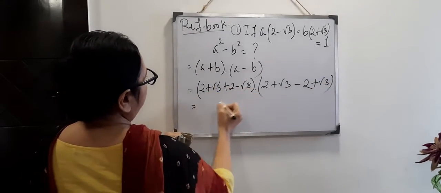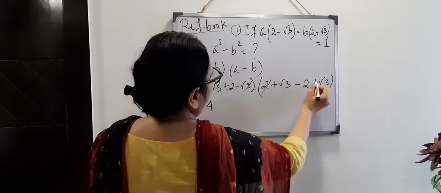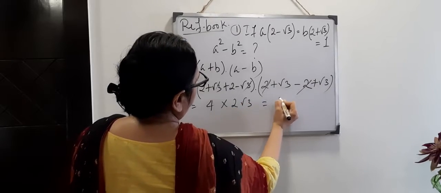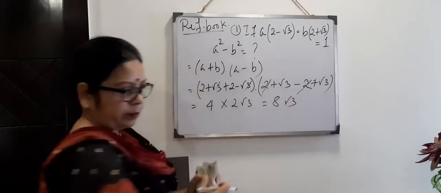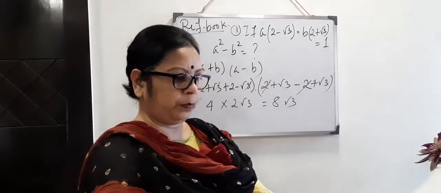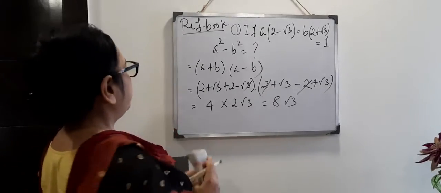Now here this is 4 and here 2 root over 3. So after multiplication my answer comes to 8 root over 3. Clear? This is sum number 1. Now the next one.